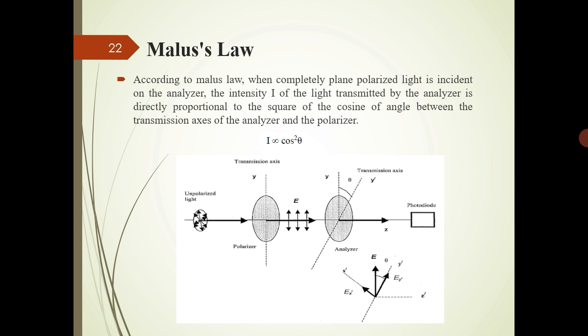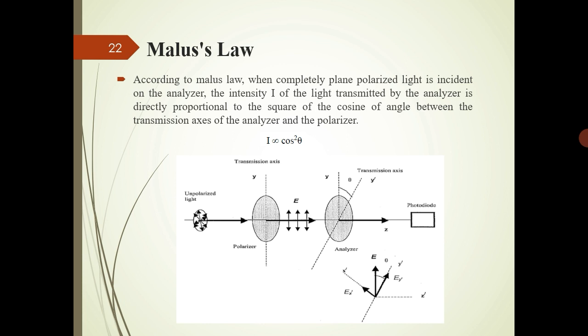So I am writing the equation based upon this law: the intensity of the light is directly proportional to the square of the cosine of the angle. Here this angle is taken between the transmission axis of the polarizer and the analyzer. Initially, I am giving an unpolarized light which may be randomly oriented in all directions, and transmitted in different ways.